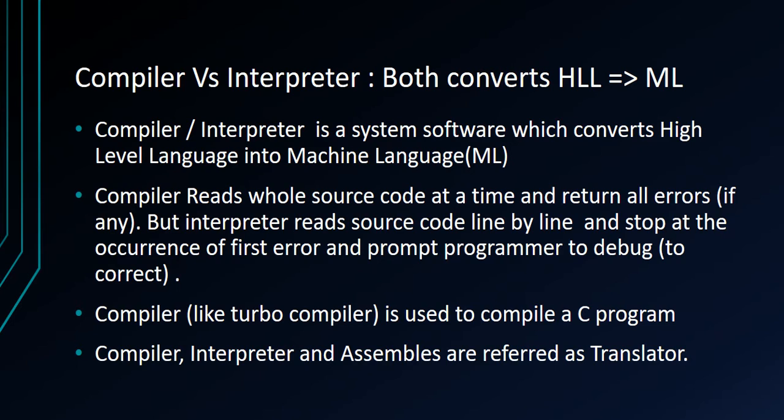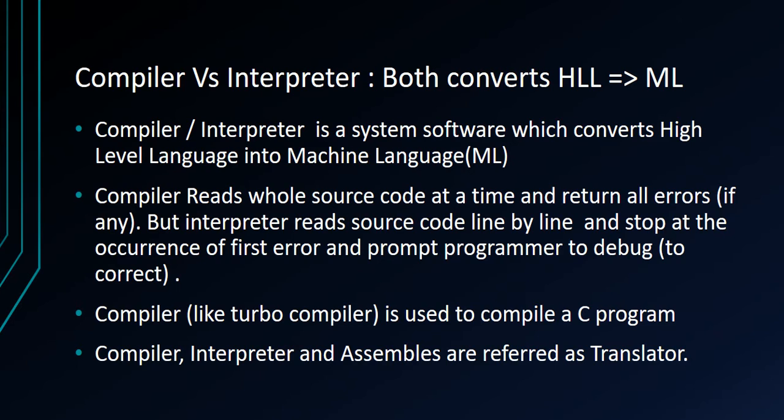It means an interpreter reads source code line by line. It starts reading from, consider the same example, suppose you have a program of 10 lines. So it starts reading from line number 1. In our previous example, we considered errors in line numbers 2, 4 and 6, so the compiler reads the whole source code and returns all errors. But in the case of an interpreter, it stops at line number 2 because there was a bug, and it will prompt the user to debug.